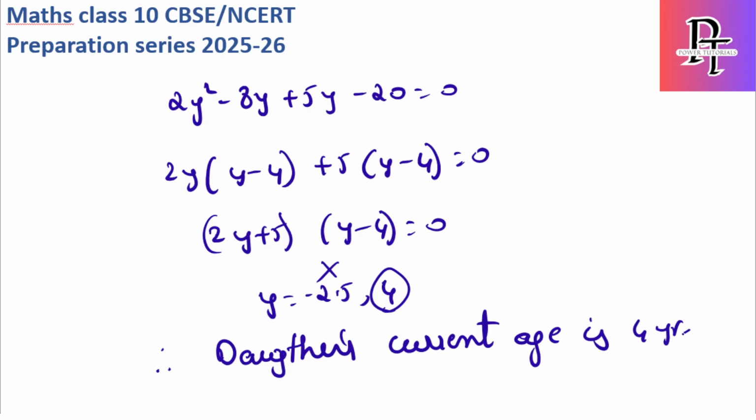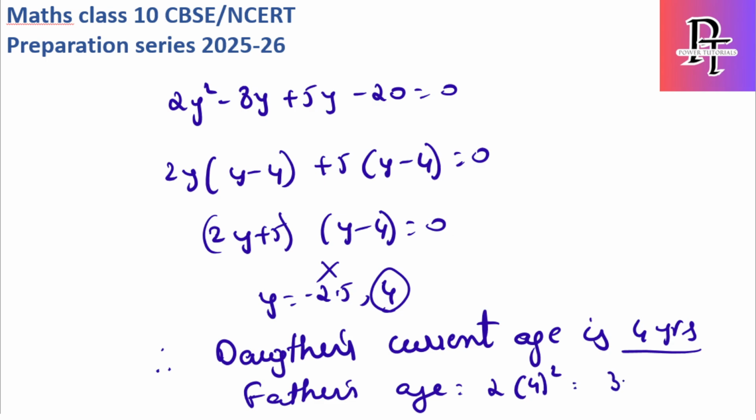Years. But we want the father's age as well. So for the father we have the relation: father's age is 2y square. So 2 into 4 square, 16 twos, which is 32 years. So in this way all the 4 questions are solved.